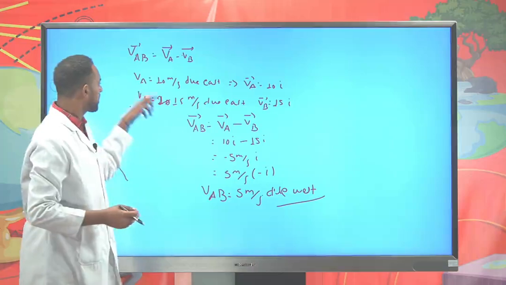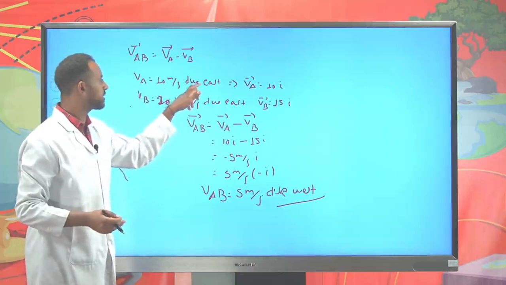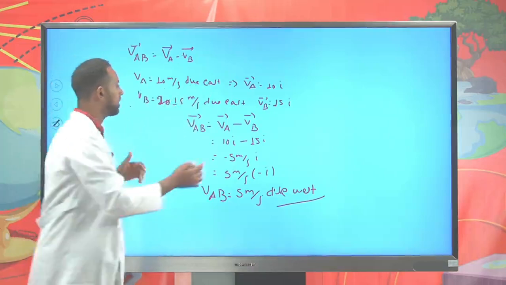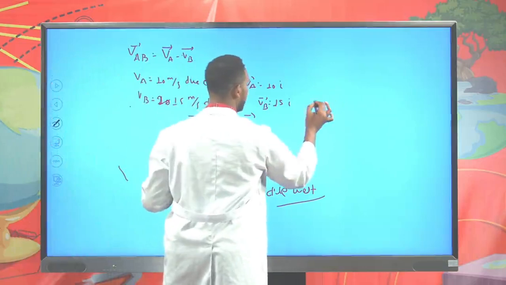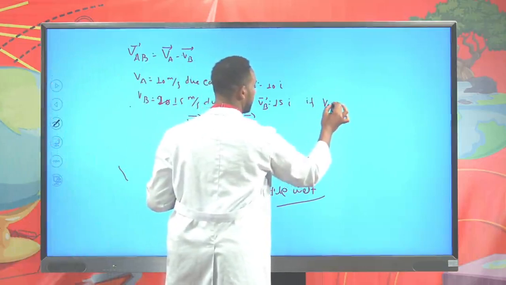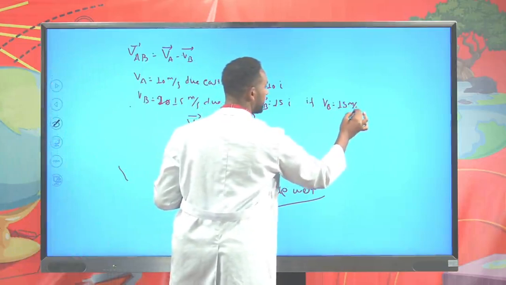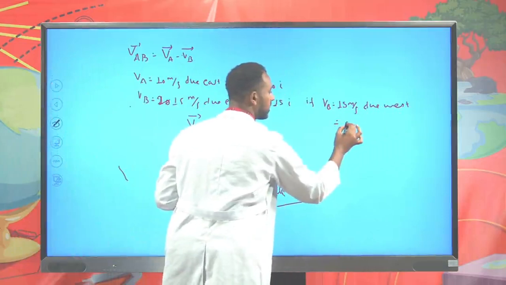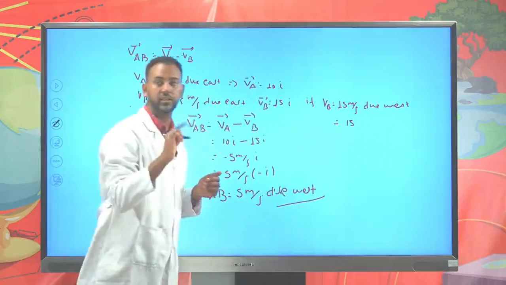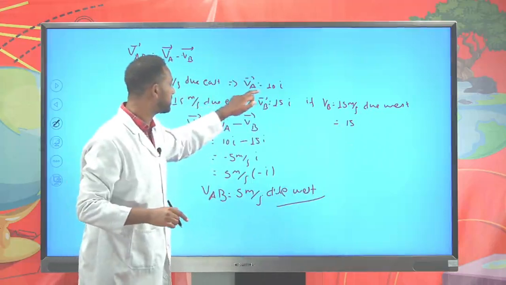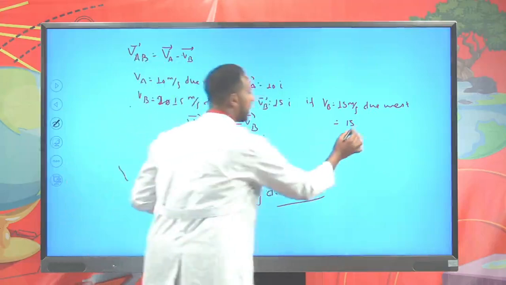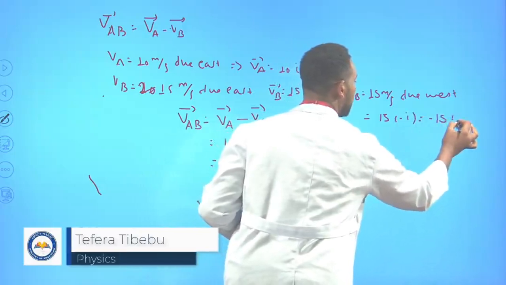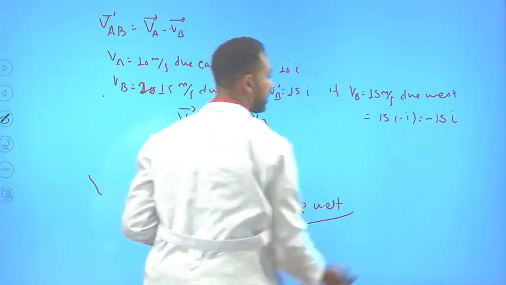Now, if I say car A is heading 10 meters per second due east and car B is moving 15 meters per second due west, the only thing that you have to do is this: west is the negative of i, because we have represented i to be east. So you put it like the negative of 15 meters per second in i.